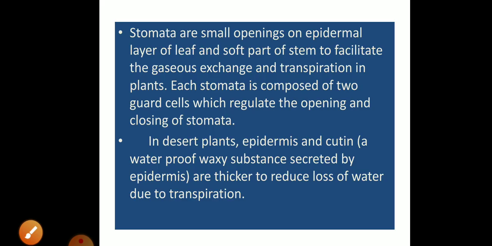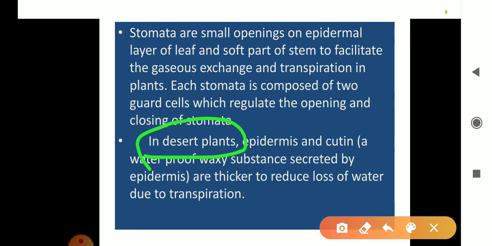Now see, stomata are the small openings on the epidermal layer of the leaf and all the soft parts of the stem that facilitate gas exchange and transpiration in the plant. And I told you earlier also, each stomata is composed of two guard cells which regulate the opening and closing of the stomata. Now in desert plants, especially, the epidermis has cutin. Cutin is a waterproof waxy substance present on the epidermis.